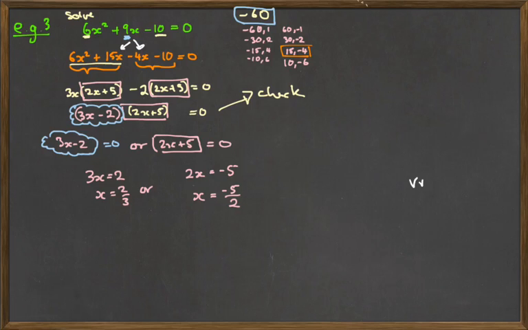Okay. Just before we finish, so the answer to this question was x is 2/3 or x is minus 5 over 2.